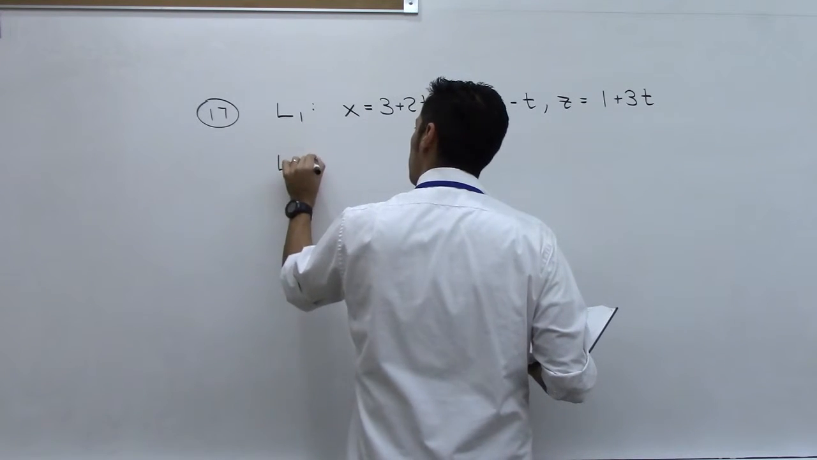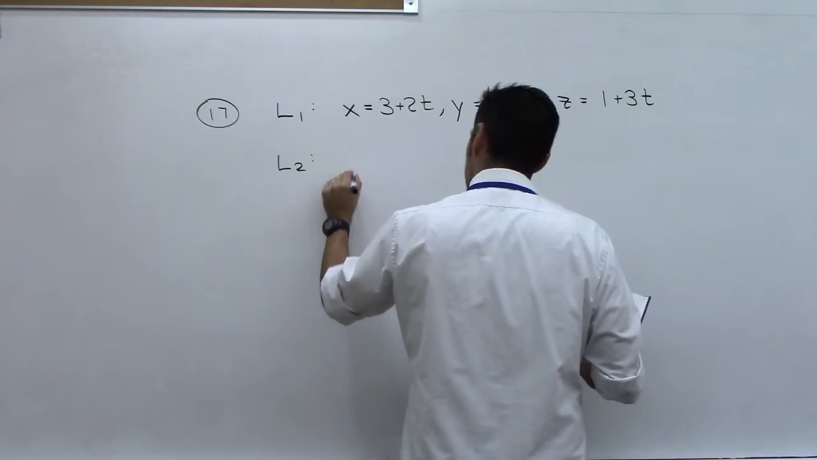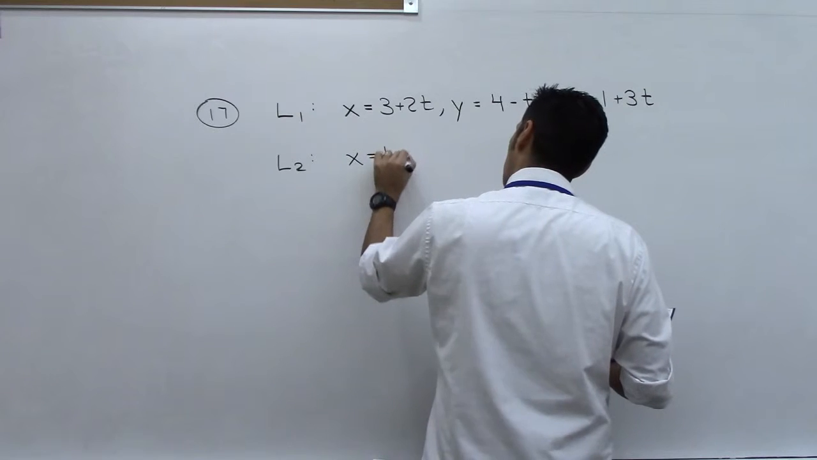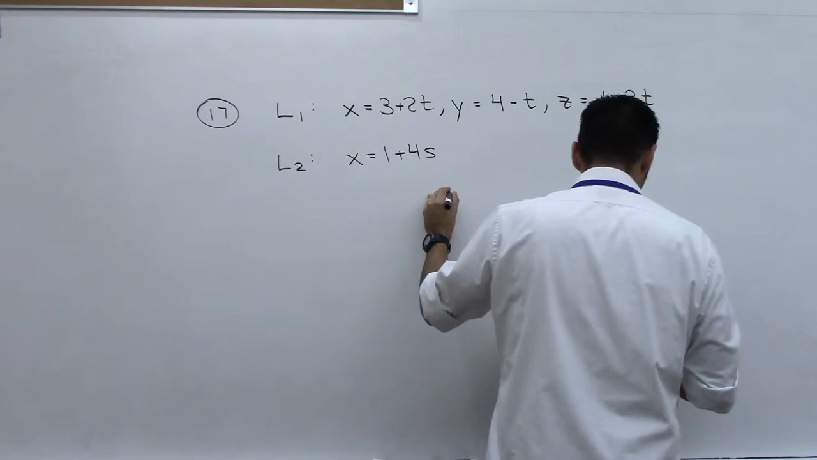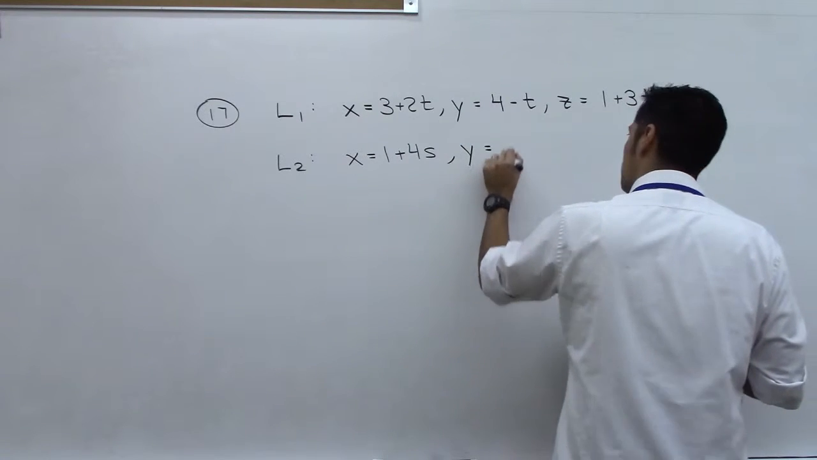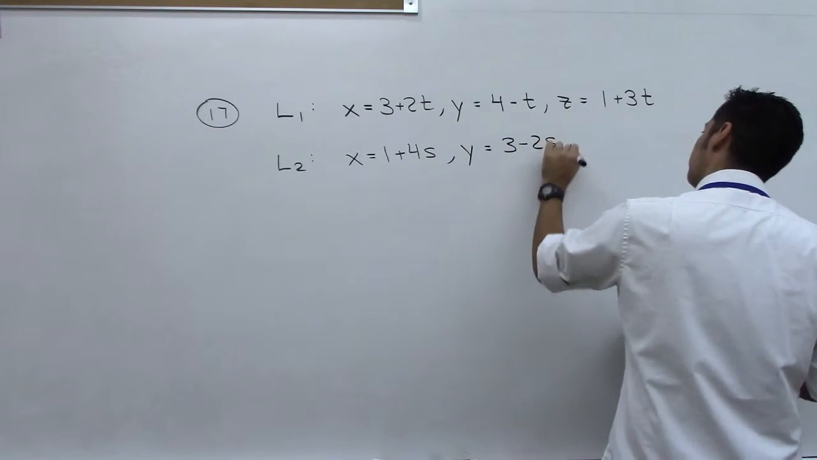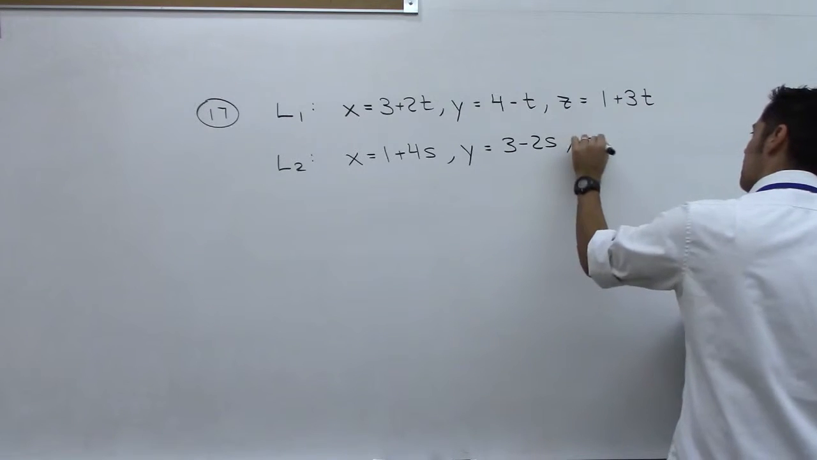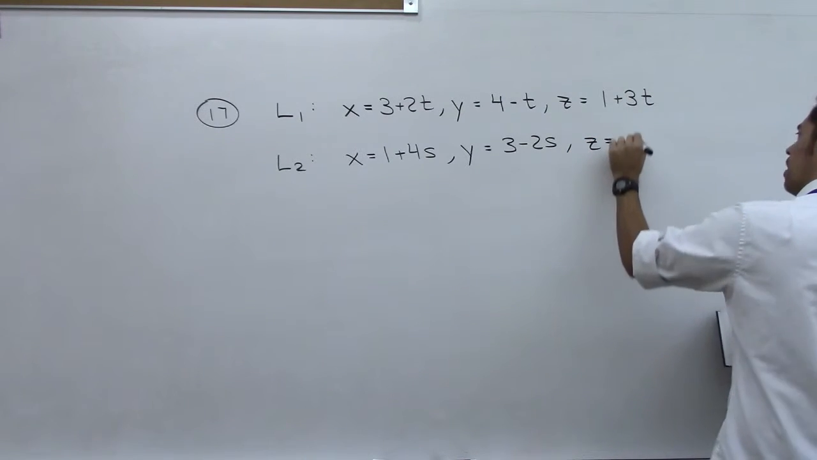L2 is x is 1 plus 4s, y equals 3 minus 2s, and z is 4 plus 5s.